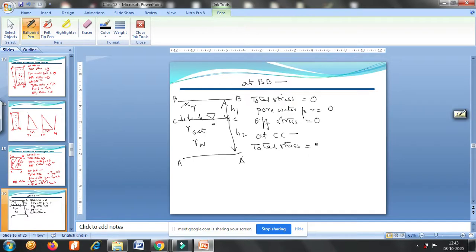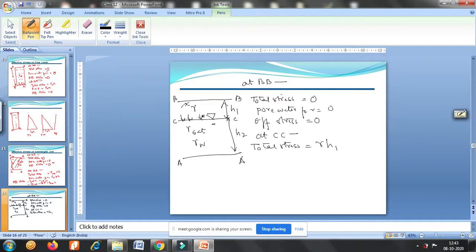Yeah, gamma is the bulk density of the soil into H1. There is no water present because it is above the water table, and here we have not considered the capillary rise of the water. So the capillary rise of the water is not taken into consideration. So this portion is above the water table. So we shall consider that there is no water present over there. Only the soil grains are present over there.